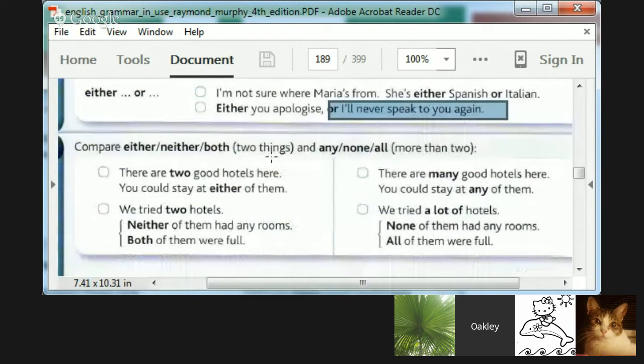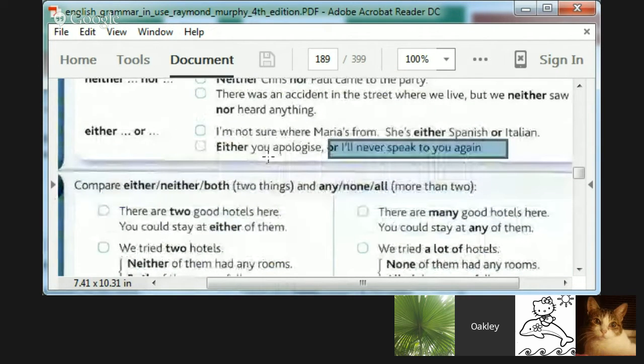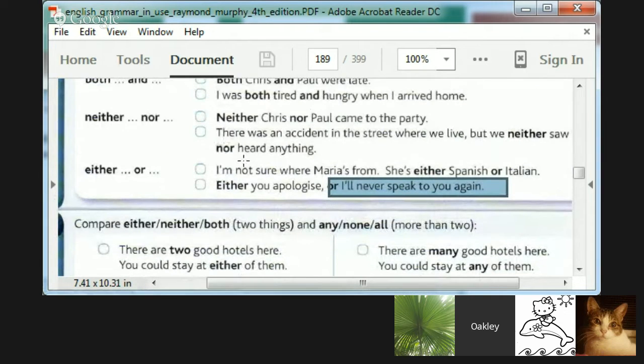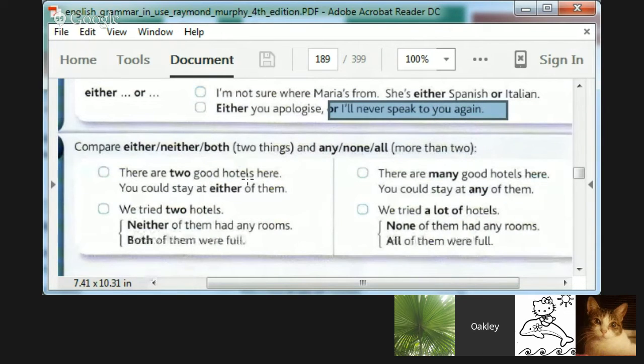But teacher, yes, Philip. We can say she's both Spanish and Italian if she has a double nationality. Yes, you could. Yeah. You're absolutely correct. Certainly. That would work perfectly fine. That would be a perfectly normal sentence and concept. You're absolutely right.